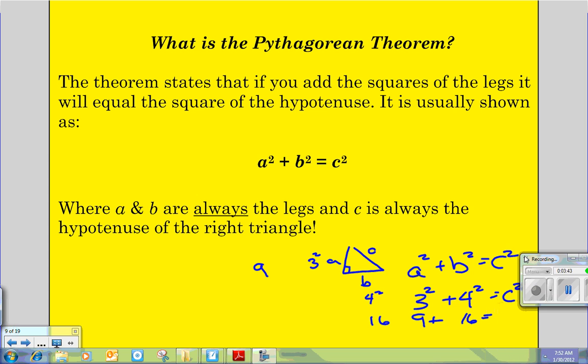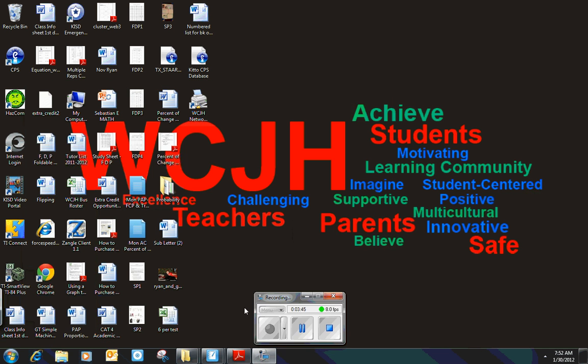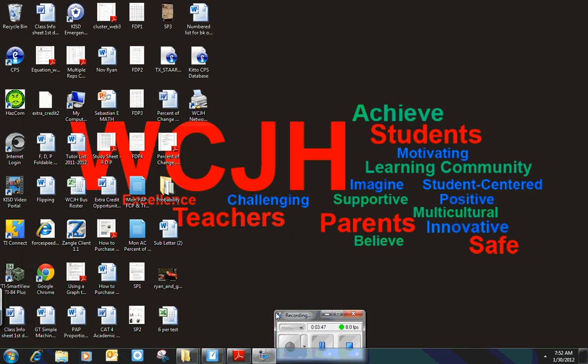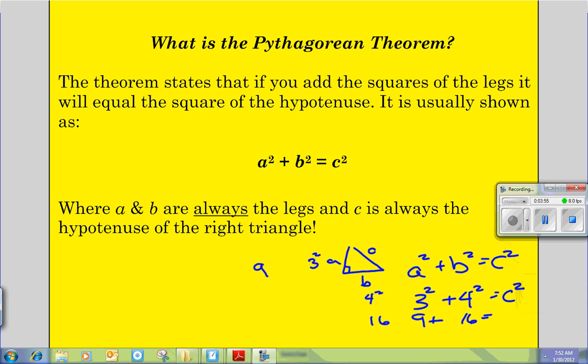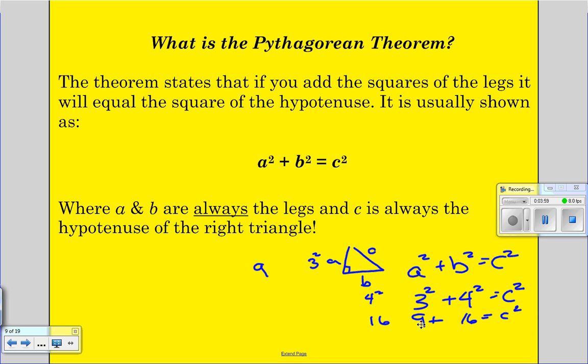Let me move this out of the way real quick. All right. There we go. And still going to be C squared here. 9 plus 16 is 25. So 25 is equal to C squared. So what will C be? C is the square root of 25, which is 5. So this side would be worth 5.